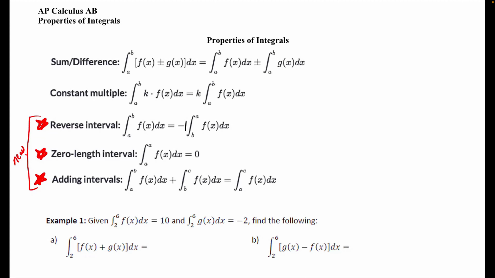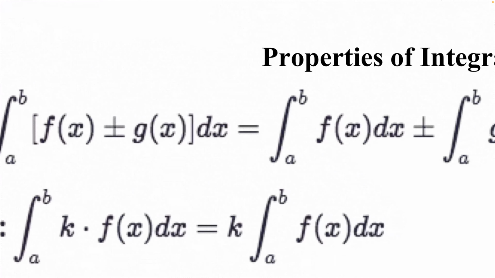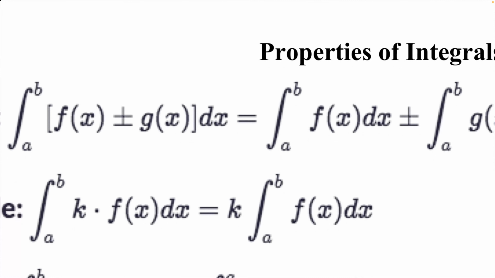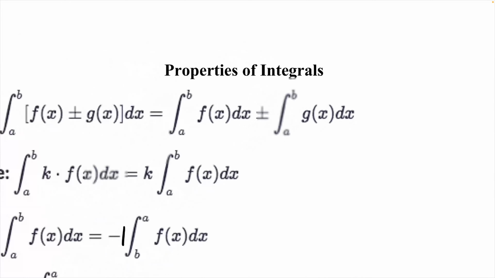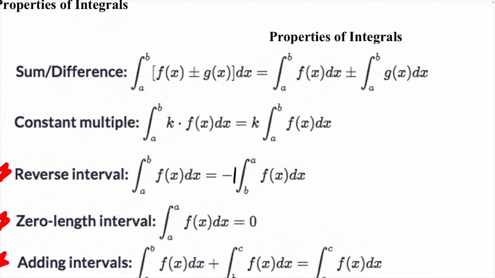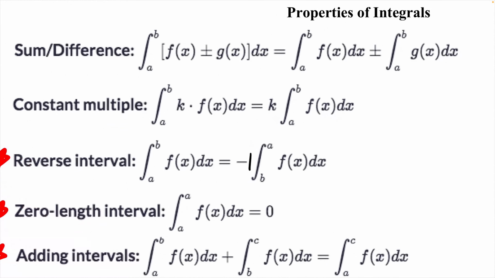All right, so like I said, there's 5 properties we're going to cover today. 2 of them we've already covered. The sum and difference: when you have the same bounds or no bounds, and you're adding 2 functions, you can break them apart and give each their own. Okay, we've done that one. And then the constant multiple, where if you just have a number, a coefficient, you can put it in front. You don't have to, but you can. Okay, that one we have.